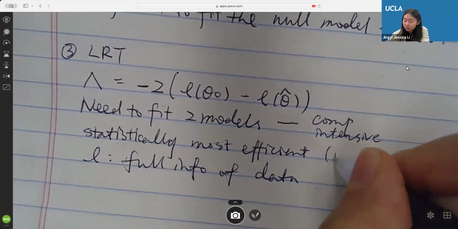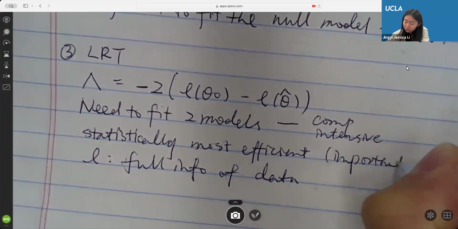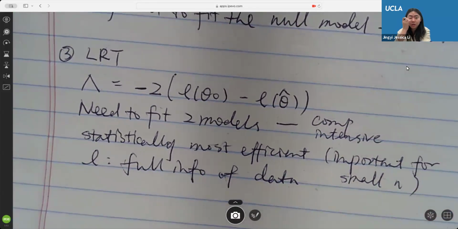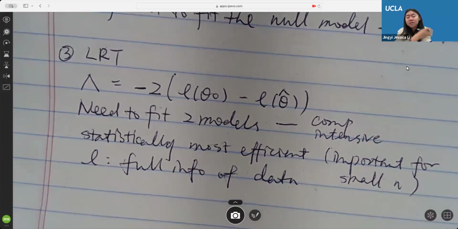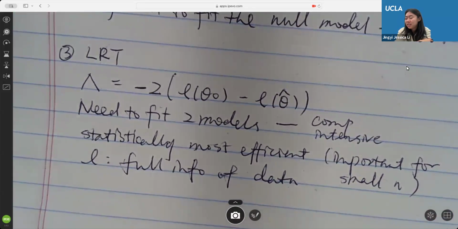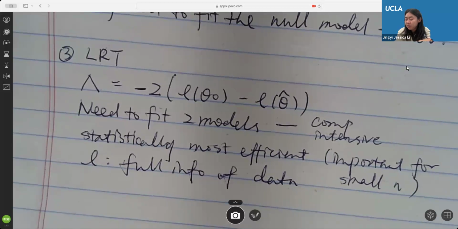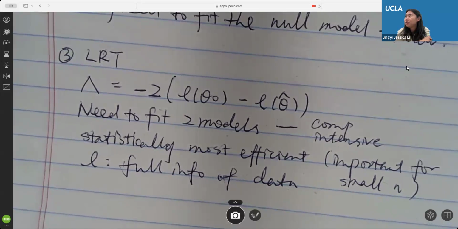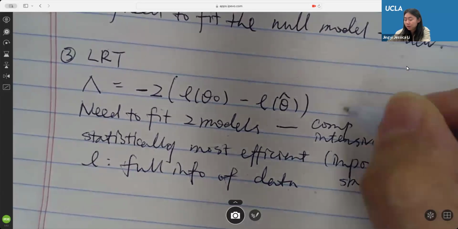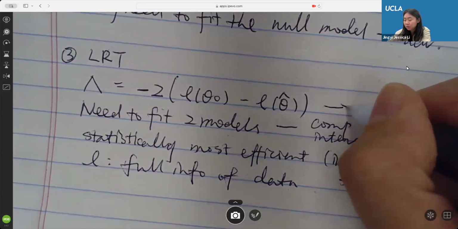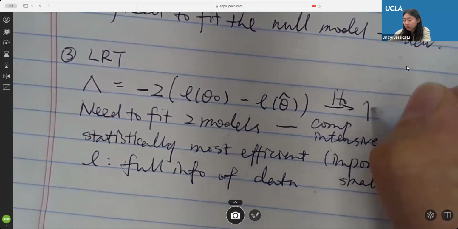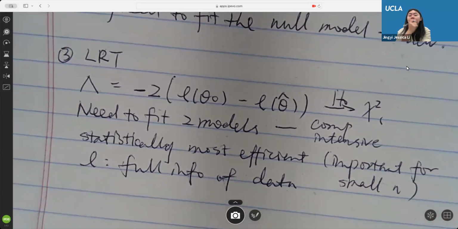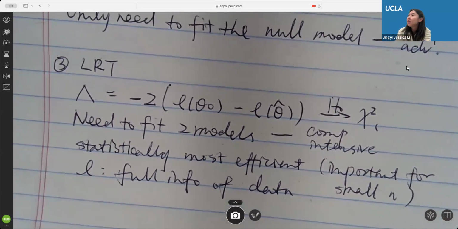This is very important when you have a small sample size, because you need it to be efficient. But when your sample size n is very large, like in the asymptotic case, it does not matter. All 3 tests become equivalent. They have the same asymptotic efficiency as n goes to infinity. Under the null, this also converges to chi-square 1. So they have the same asymptotic chi-square distribution and the same asymptotic efficiency. The difference is based on sample size.